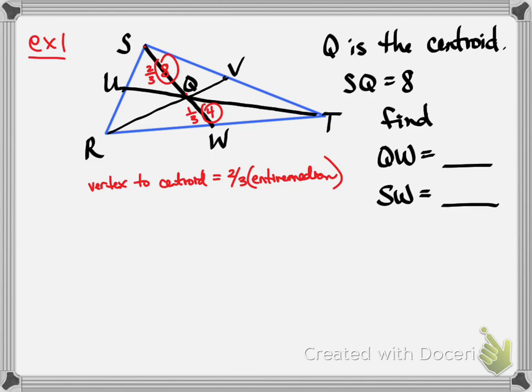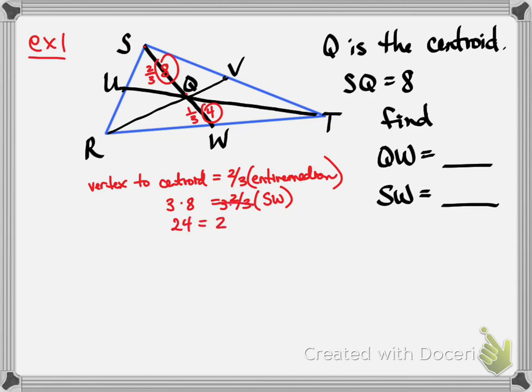But if you wanted to work it out with algebra, from the vertex to the centroid, that's 8 units long. That equals 2/3 of the entire thing. I'll just call that 2/3 of SW. And then we can clear this 2/3. We will probably multiply by 3 on both sides.